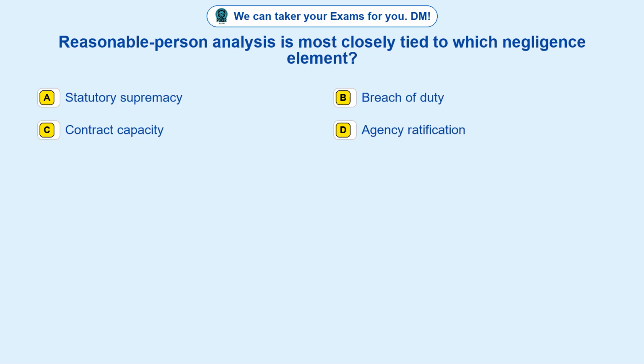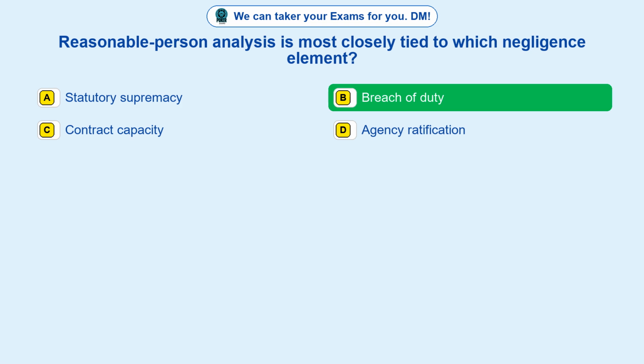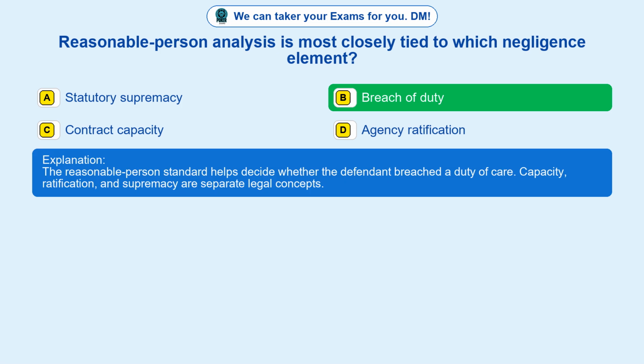Question 48. Reasonable person analysis is most closely tied to which negligence element? Option A, statutory supremacy. Option B, breach of duty. Option C, contract capacity. Option D, agency ratification. The correct answer is option B, breach of duty. The reasonable person standard helps decide whether the defendant breached a duty of care. Capacity, ratification, and supremacy are separate legal concepts.